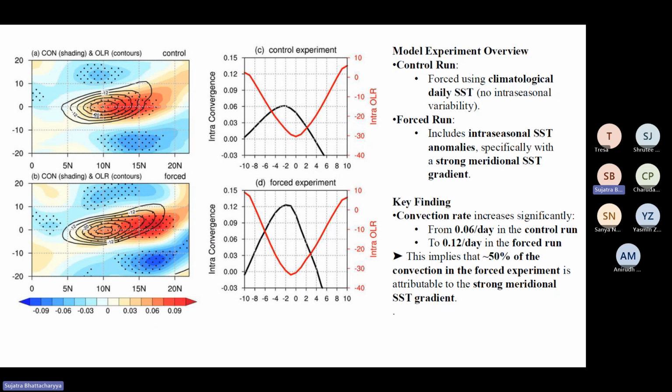So in order to get this theory supported by model experiments, what they have done is run the atmospheric model. This is the control experiment, which is forced by the climatological daily SST. And then in the forced one, they included the meridional positive SST gradient, along with the intraseasonal SST anomalies. And we can see that this convection, which happens to be 0.06 per day, gets doubled in the forced experiment. We saw that this 50% increment here is because of the SST gradient.